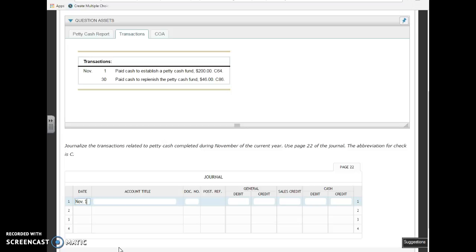To show an increase to petty cash, we're going to debit it to show that increase. So here we're putting money into the fund, and therefore that account is increasing. We paid cash out of our cash checking account to establish this fund, so that is decreasing. So we're going to debit petty cash $200, and we're going to credit cash $200.